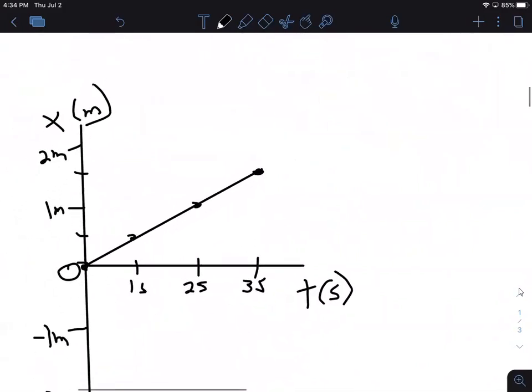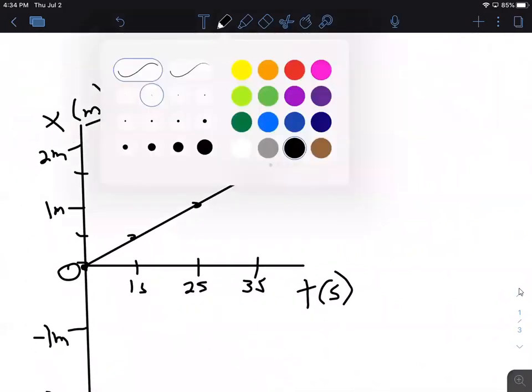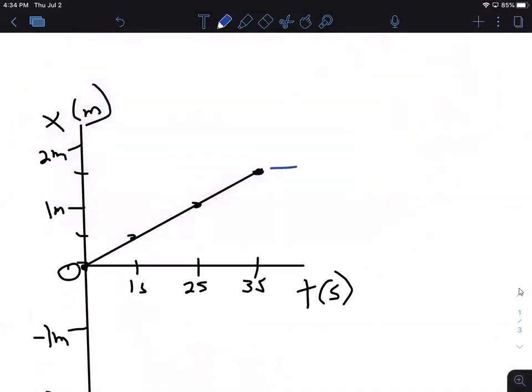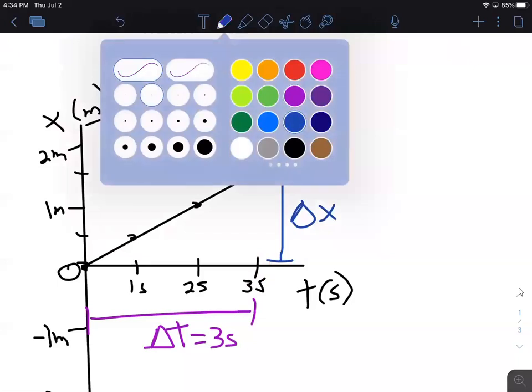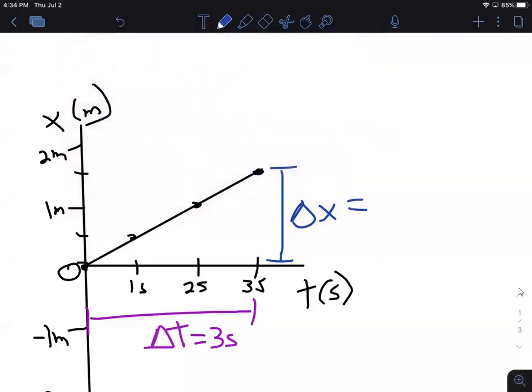A couple of things we can see here. My displacement, my change in position, would be the rise of this graph, right? That's how far I go up in the 3 seconds. My run would be my time interval. In this case, my time interval, my delta t, would just be 3 seconds because I started at 0 seconds. So 3 minus 0 gives me 3. So 3 seconds, and we calculated this before, was 1.5 meters.